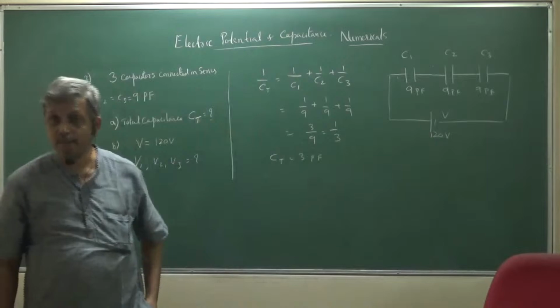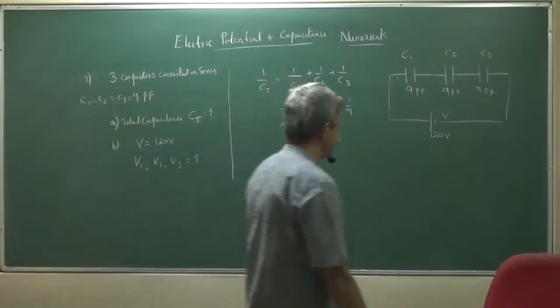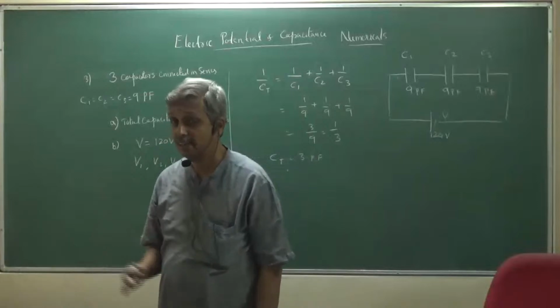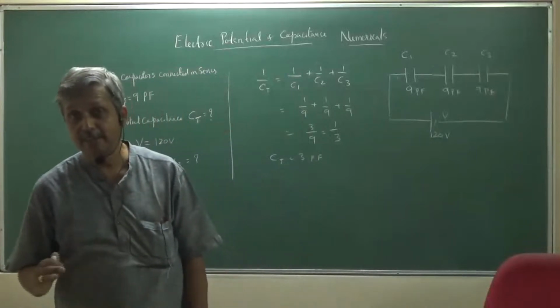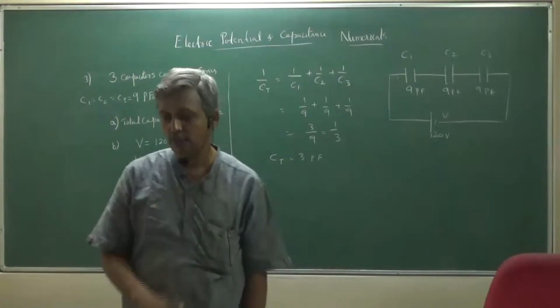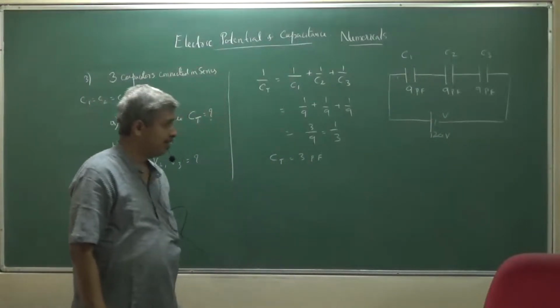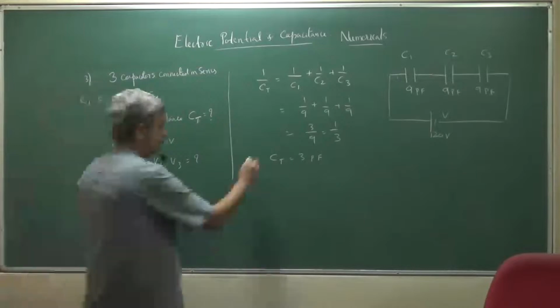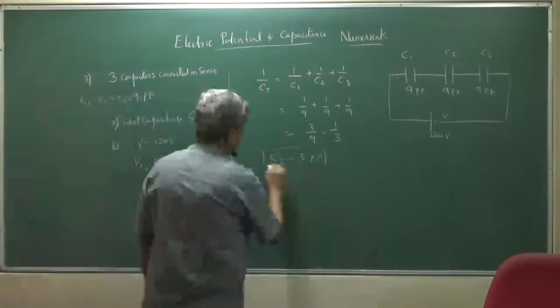So if each one is 9 picofarad, when you connect them in series, it actually has reduced. Just watch that. When you connect capacitors in series, the total capacitance will reduce, not increase. Okay. So 3 picofarad is the total. Now that is our part A, this total.